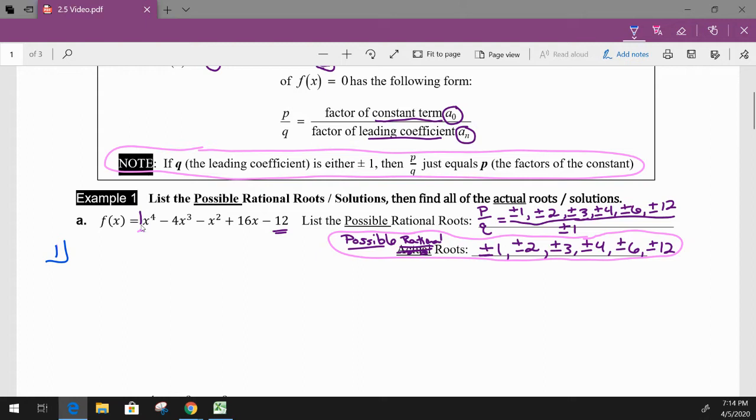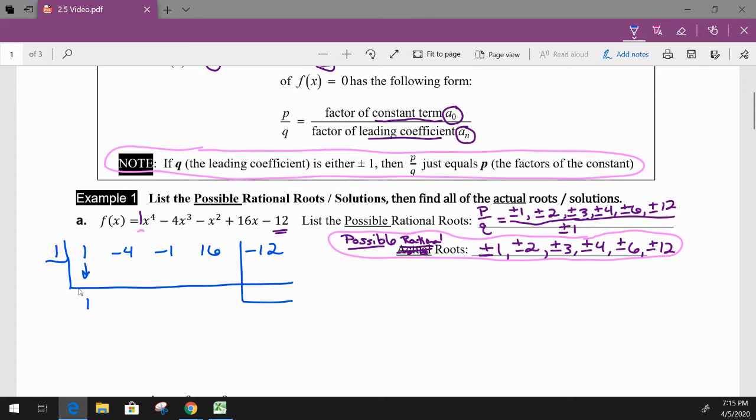So before you use synthetic division, double check to make sure that you're not missing any terms. So we are not. We've got x to the fourth, third, second, first, and constant. So your leading coefficient is one. Then you have a negative 4, a negative 1, 16, and negative 12. And we will know if 1 is a solution to the polynomial if we get a remainder of 0.